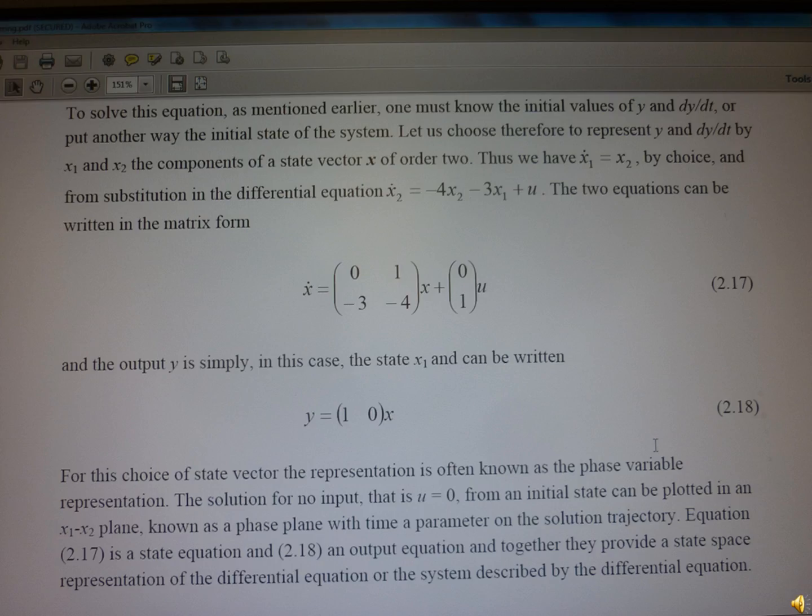Form equations, we write down: h dot equal to [0 1; -3 -4] h plus [0 1] u. So by solving this one, y equal to [1 0] x. Now the imaginary matrix: h dot equal to [0 1; -3 -4] h plus [0 1] u, and y equal to [1 0] h.